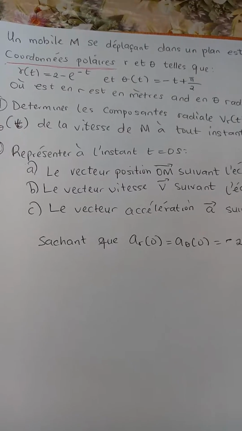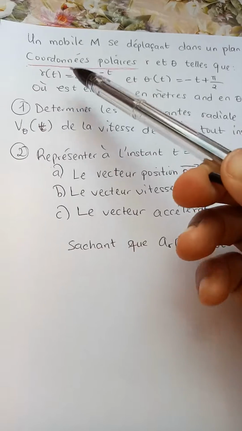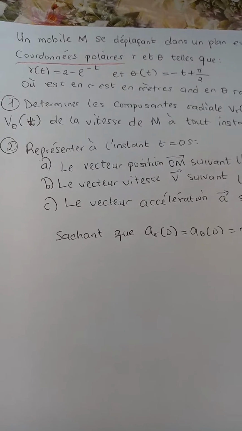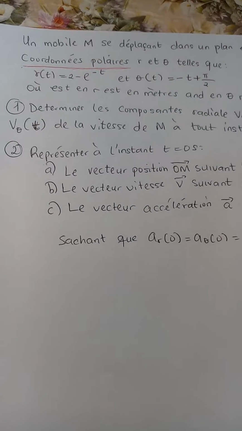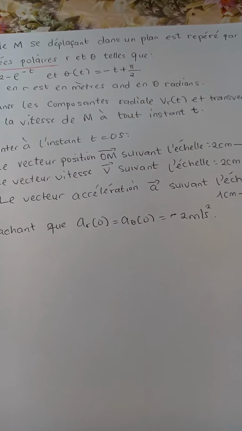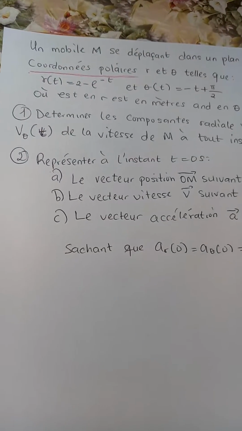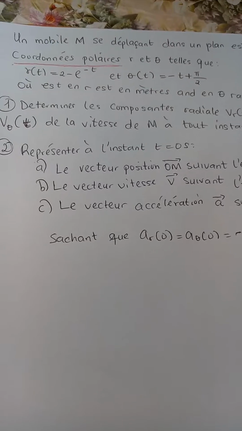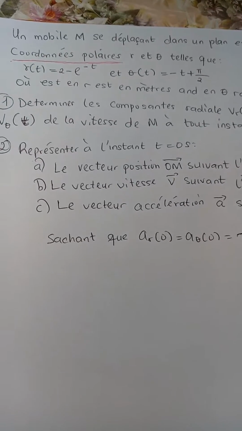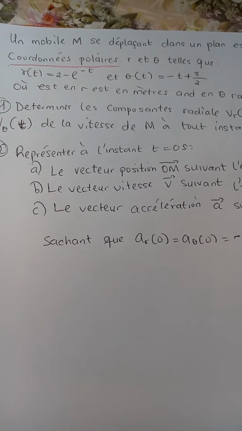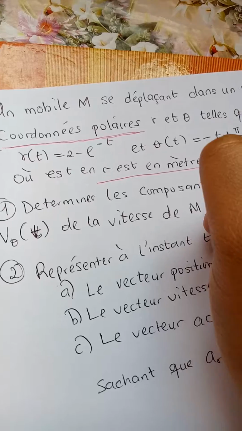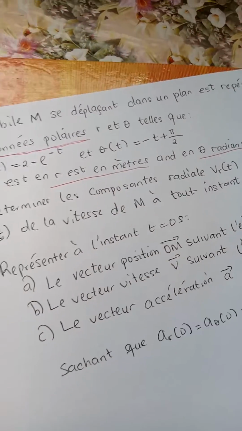Remember when I said in the previous video that when we are treating coordonnées polaires, you'll be given R, you'll be given θ, and then you work with both. Now, what's it trying to say? The first part is that a mobile, we denote that mobile as M, is displaced, and located by the coordinates polaires R and θ, such that R in function of time is 2 minus exponential minus t, and θ of t is equal to minus t plus pi over 2, where R is in meters and θ in radians.